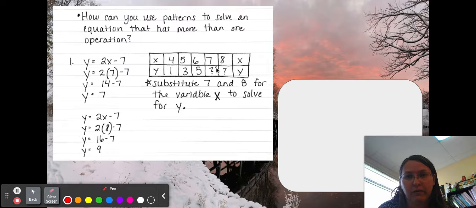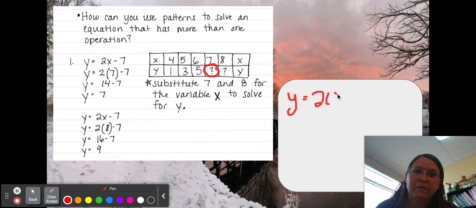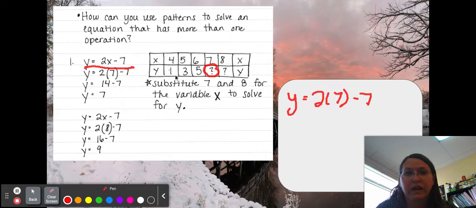Now I have to solve for 7 right here. So I'm going to do y equals 2 times 7 minus 7, using my equation right here, y equals 2x minus 7. So 2 times 7, 7 is x, so 2 times 7 is 14, minus 7 would give me 7. So in this box right here, I will put a 7.